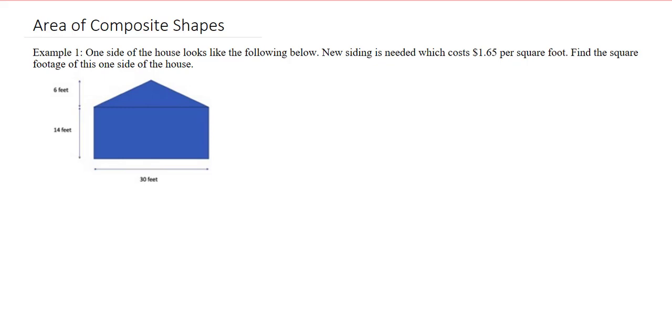Area of composite shapes. Example 1. One side of the house looks like the following below. So new siding is needed, which costs $1.65 per square foot. So find the square footage of this one side of the house.